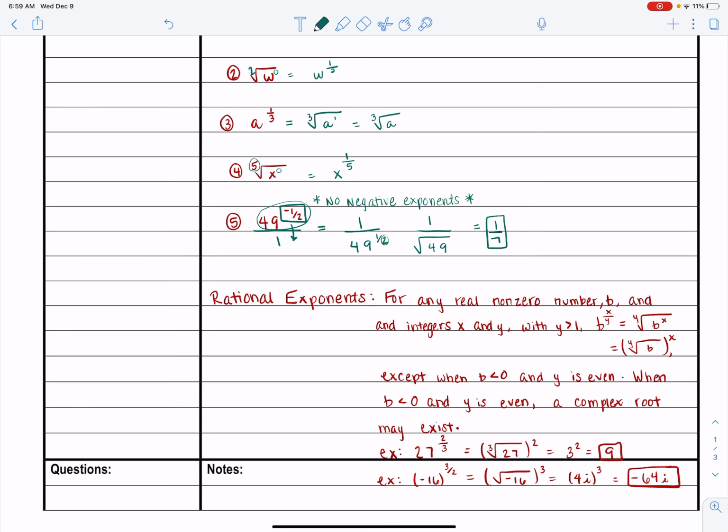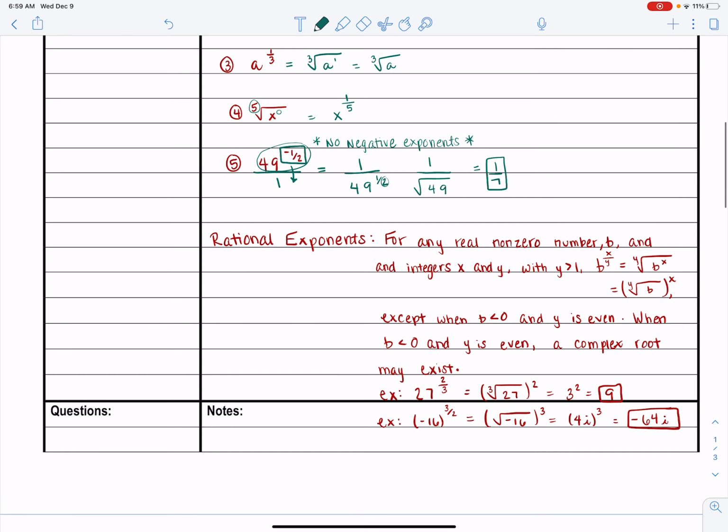Okay, for any real non-zero number b and any integers x and y. So this just means that your base, the bottom number, cannot be 0, and you're going to have just normal whole numbers for x and for y. If y has to be greater than 1, then again, the denominator becomes your root, the numerator becomes your power. Now, so far we've only had numerators of 1, so we haven't had to write the power.